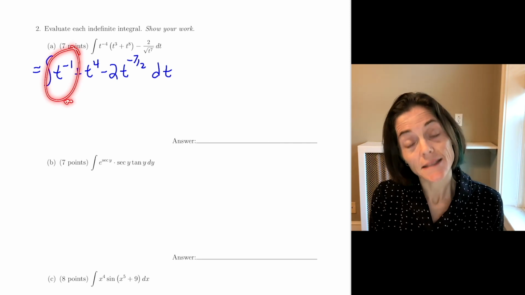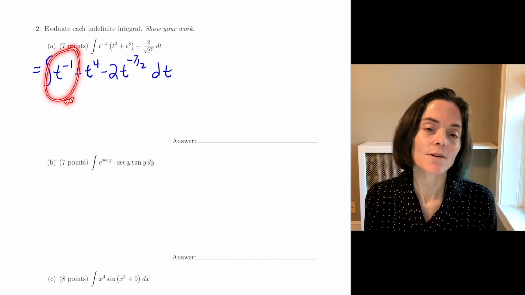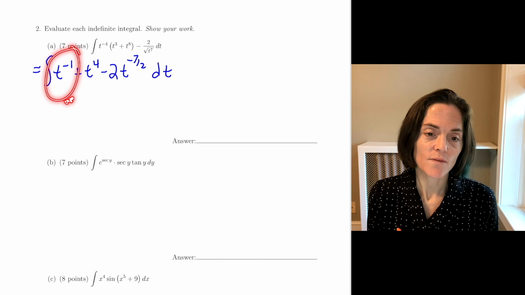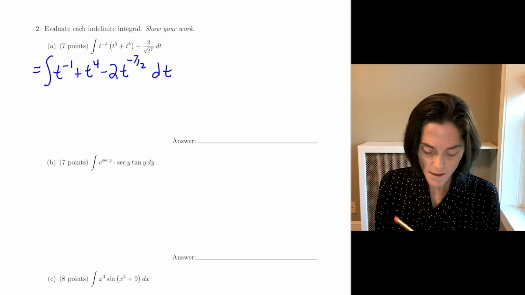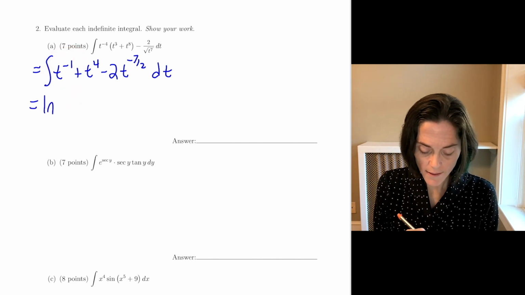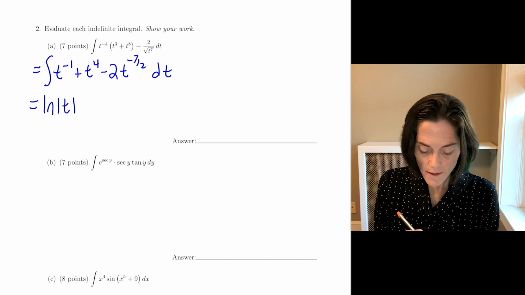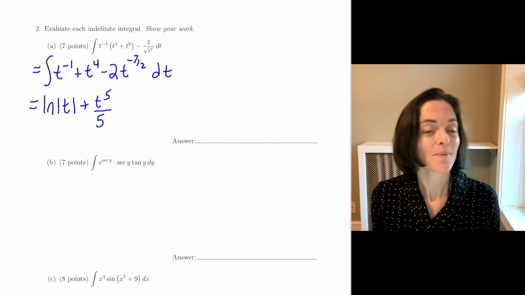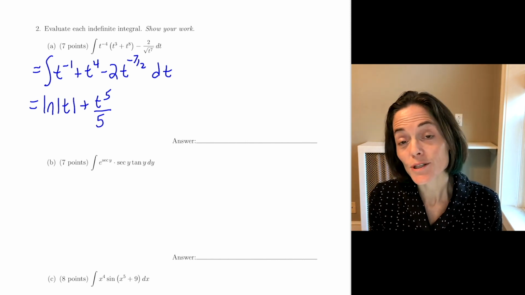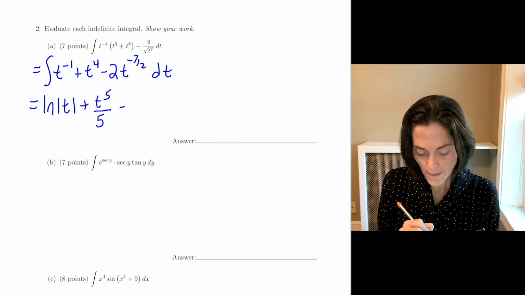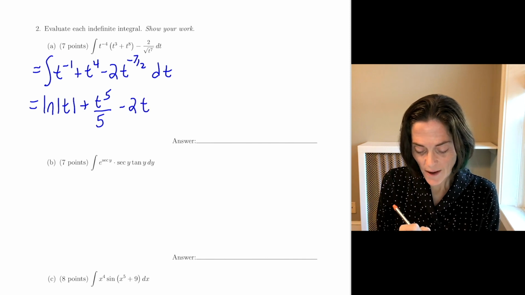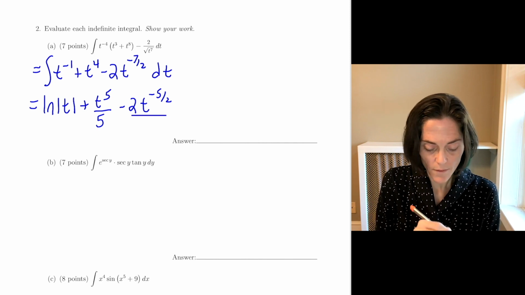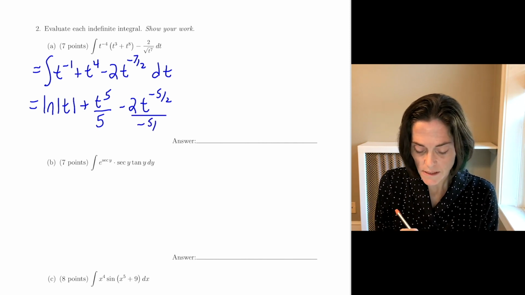When we integrate t to the -1, this is the integral of 1 over t dt, which is ln absolute value of t. In fact, let's write this. We have ln absolute value of t. This next one is definitely power rule. Add a power, divide by the higher power. And the third term is also power rule. We have a -2. We add a power, which will be -5/2. Divide by the higher power, -5/2.